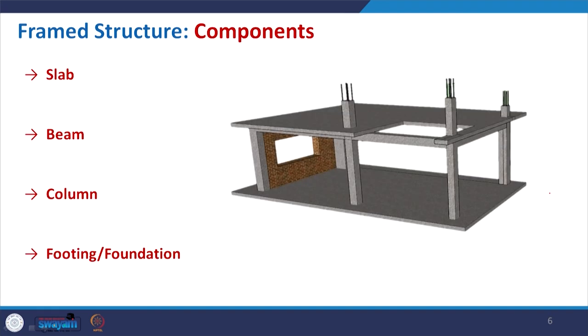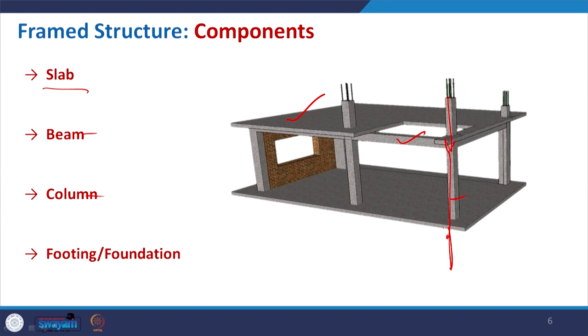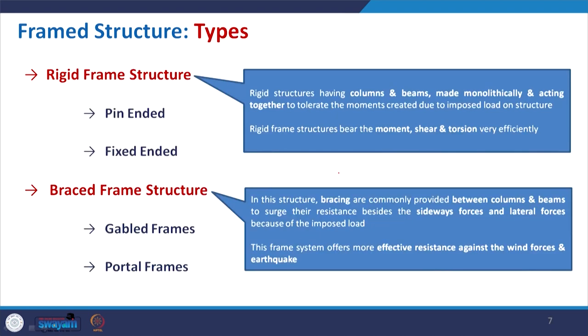Now the components of the frame structure, as we discussed already, we'll have the slab, then you have the beam, and then the column, and then the footing and foundation at the lower level, like in the underground structure. So the superstructure is a combination of the slab, beam, and column, and load transfer is basically through this. The axial load and the horizontal load will be taken by the beam and then partially by the column as well.